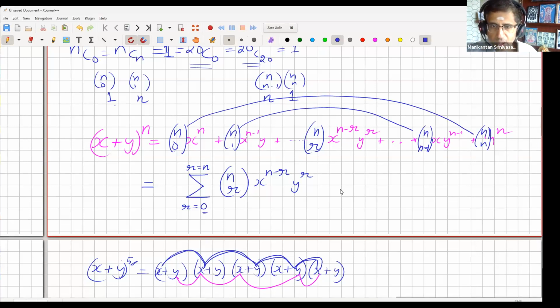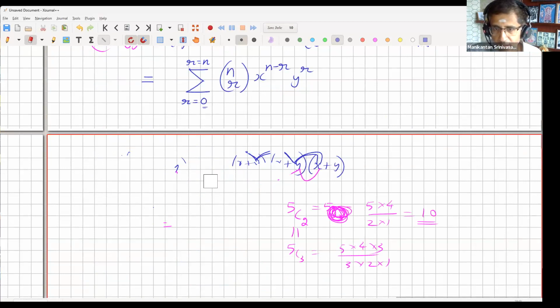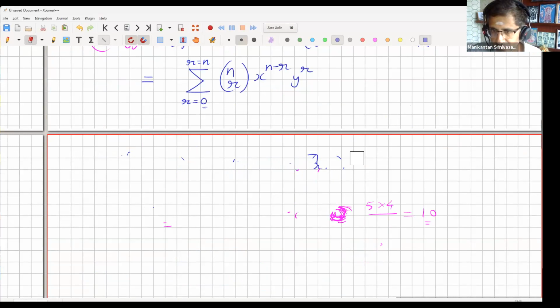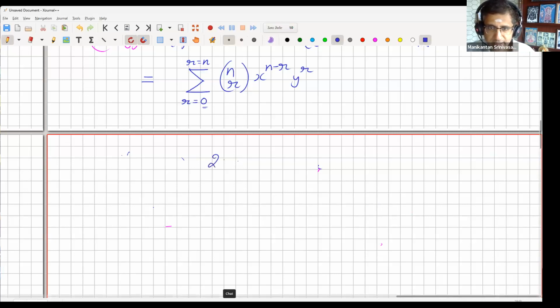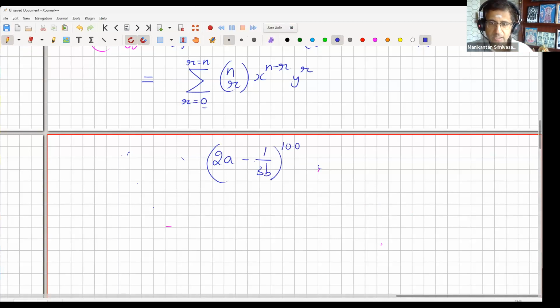Okay, all right. So typically, someone might ask, what is the coefficient of, suppose I have (2a minus 1 by 3b) whole power 100. Let me not put x here. I'll just say 2a minus 1 by 3b, whole power 100.